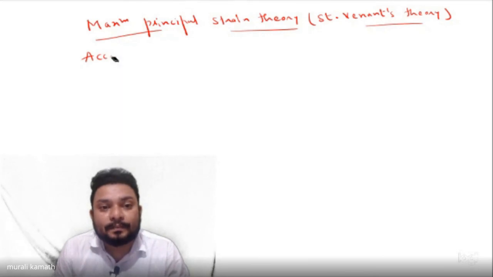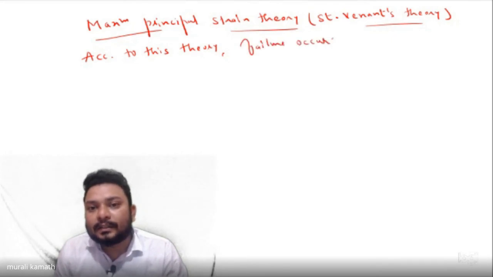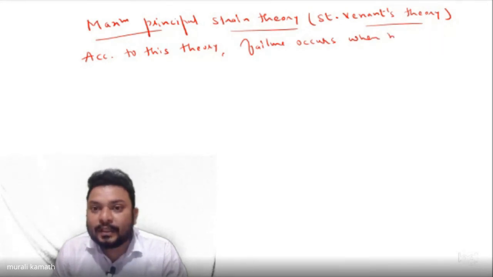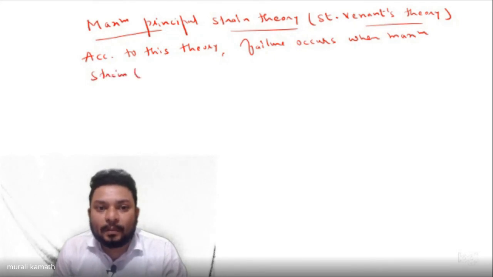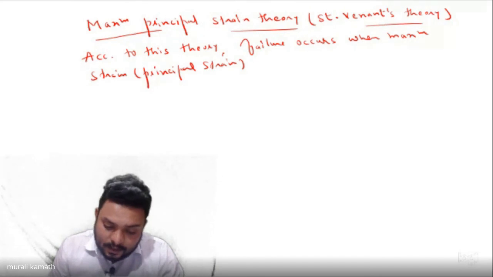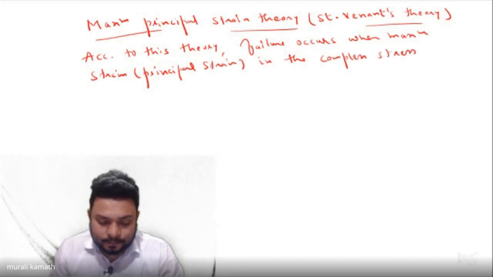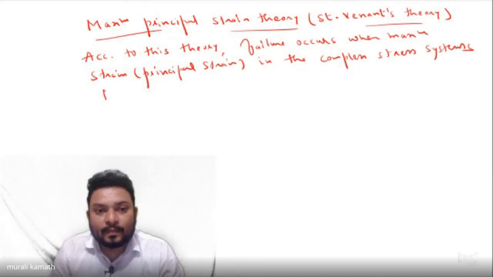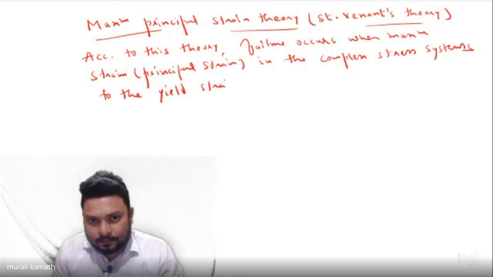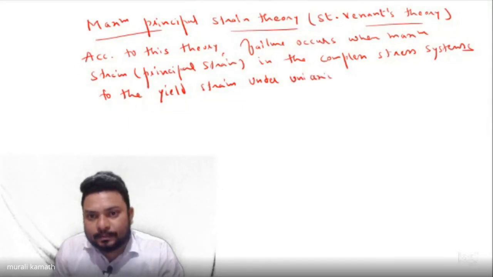Now, according to this theory, failure occurs when maximum strain or principal strain, again it is like principal strain, how it is your principal stress, according to that principal strain in the complex stress system, reaches the yield strain under uniaxial loading. Uni means single. Uniaxial loading.